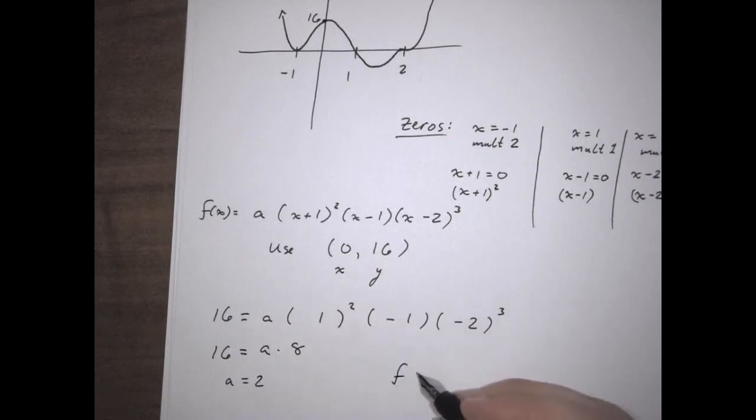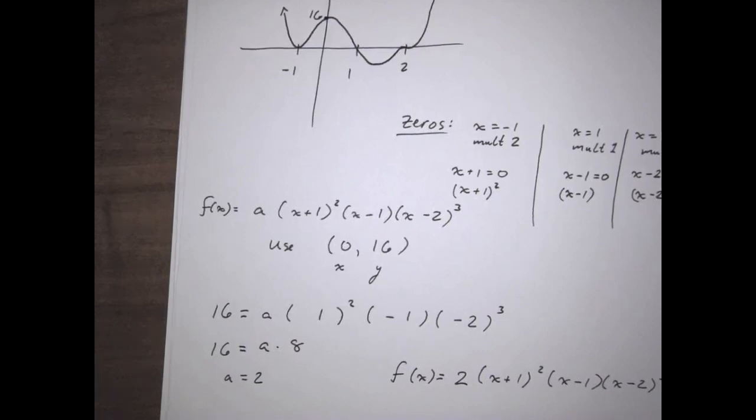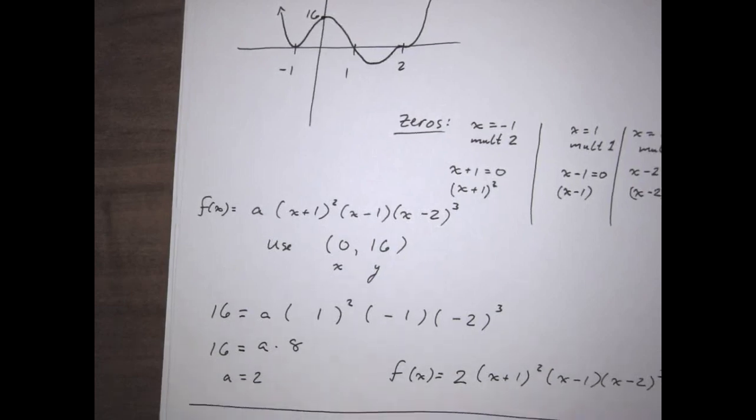So then that gives us the final formula. F of x is equal to 2 times x plus 1 squared, x minus 1, x minus 2 cubed. And a note. Zeros are also sometimes called roots.